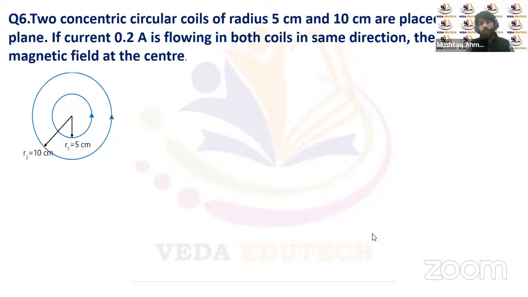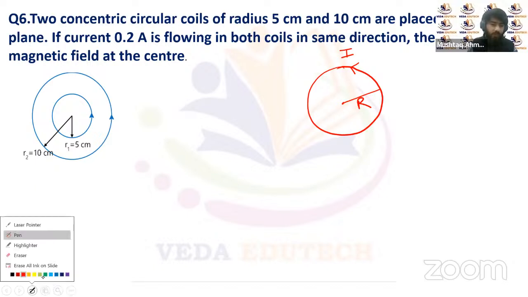Now let's discuss the magnetic field due to circular coils, right? Let's try to see what is the magnetic field due to a circular coil first of all. Let's suppose this is a circular wire of radius R, and the current flowing through this circular wire is I.